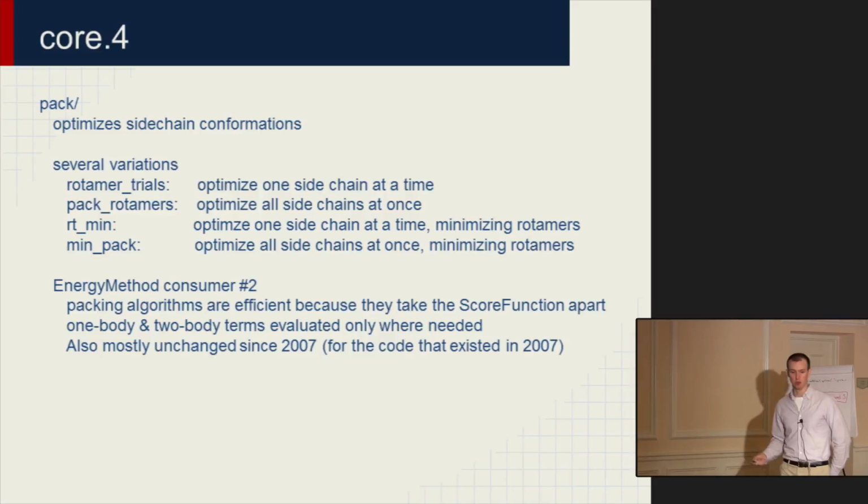This is energy method consumer number 2. So it takes apart the score function. It uses the interfaces that are provided by the one-body and two-body energies to calculate only the parts of the energy function that have changed for any rotamer substitution. Except for the somewhat newer flavors of this, the code that lives in core pack is mostly unchanged over the past 7 or so years.